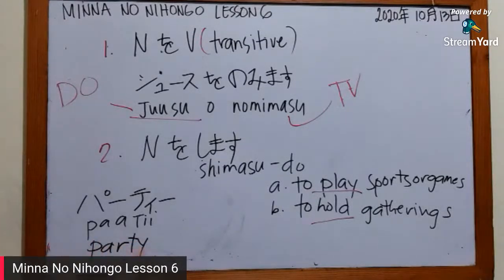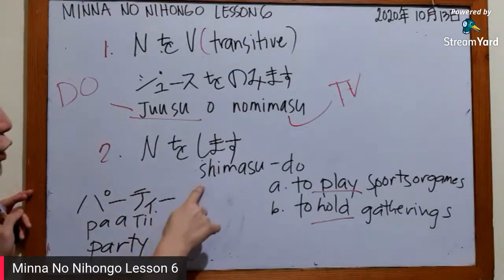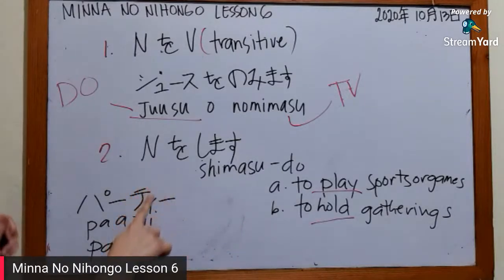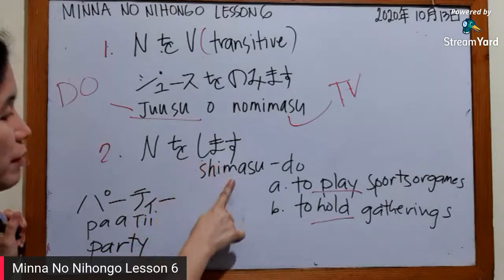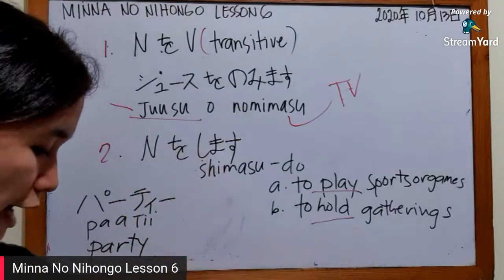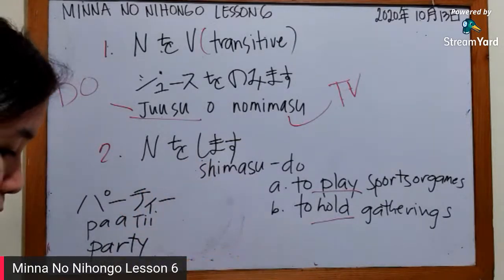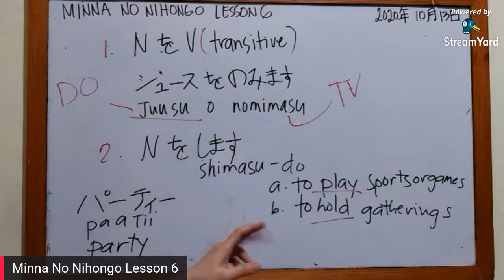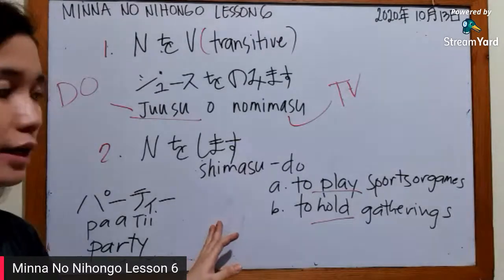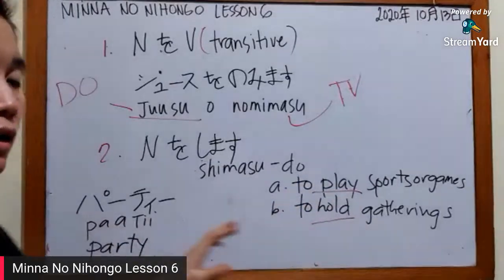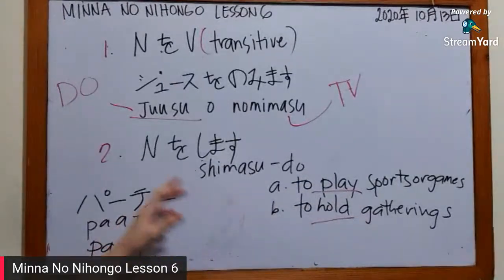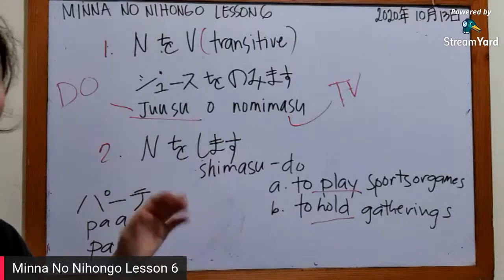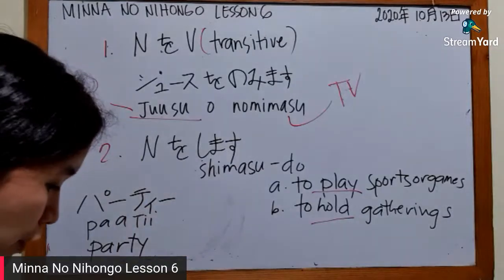So what will happen is pati o shimasu. Again, pati o shimasu, meaning to hold a gathering, that is our letter B. In English, that is give a party. You will hold a gathering. So in English, give a party. Pati o shimasu, give a party. What else?